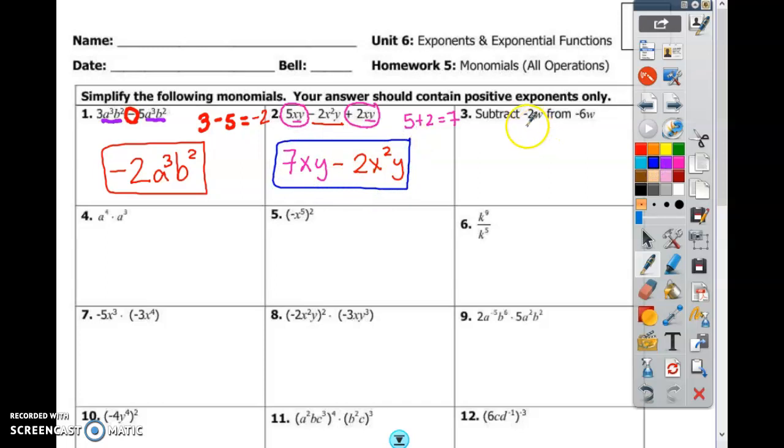Over here, it says subtract -2w from -6w. Both of them have a w, so we can combine. And it says to subtract this one from this one. So really, it's the -6w first minus -2w, because I am subtracting these two things. Okay? So it says -6 minus a -2. So if we put that in the calculator, you'll know that these two will become plus.